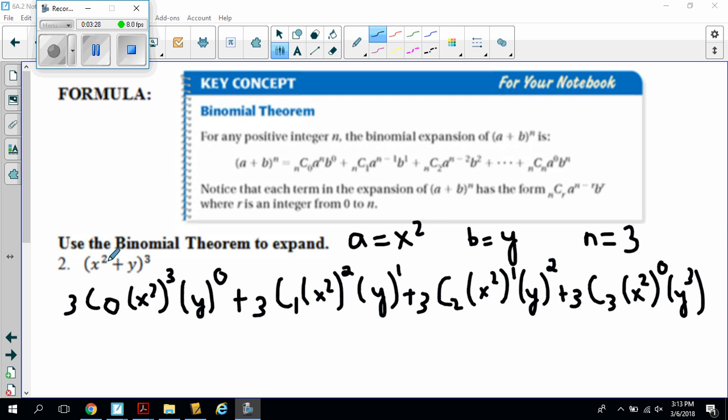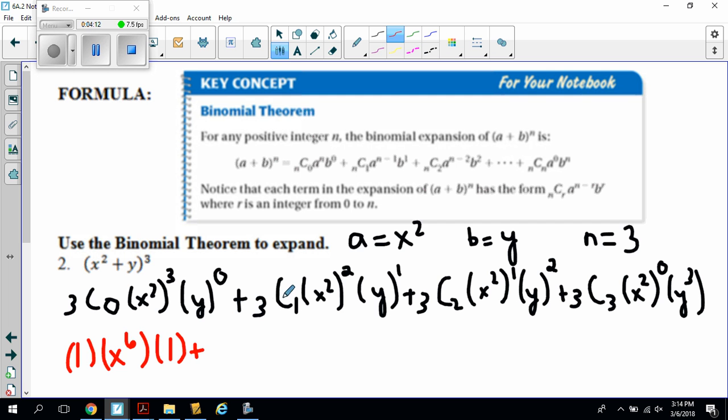There you go. Now what we're going to do is you can either evaluate your combinations or use Pascal's triangle to determine these numbers. So using Pascal's triangle, we would use the third row, which would give us 1, 3, 3, and 1. So 3 choose 0 is actually going to be 1. So we have 1. And now here we have x squared to the third power. Make sure when you have two powers, you multiply them. So we're going to get x to the 6th. And then whenever we have 0 as our exponent, no matter if it's a number or a variable, that's always going to be 1. So y to the 0 power is just 1.